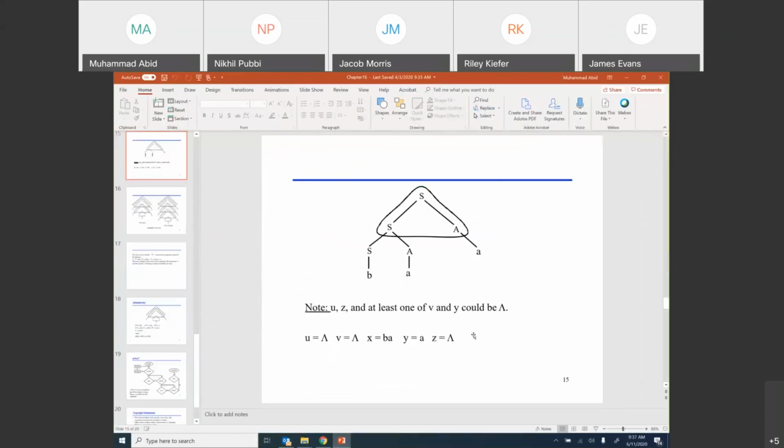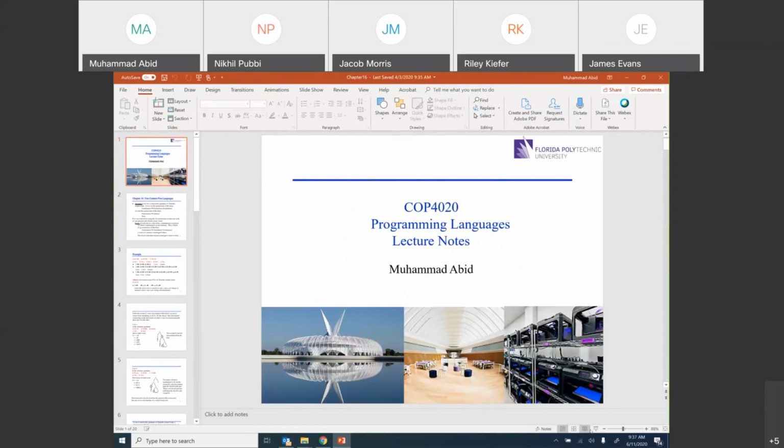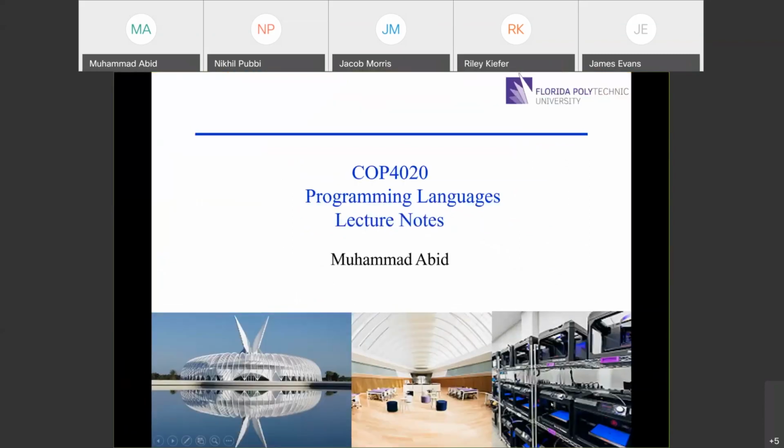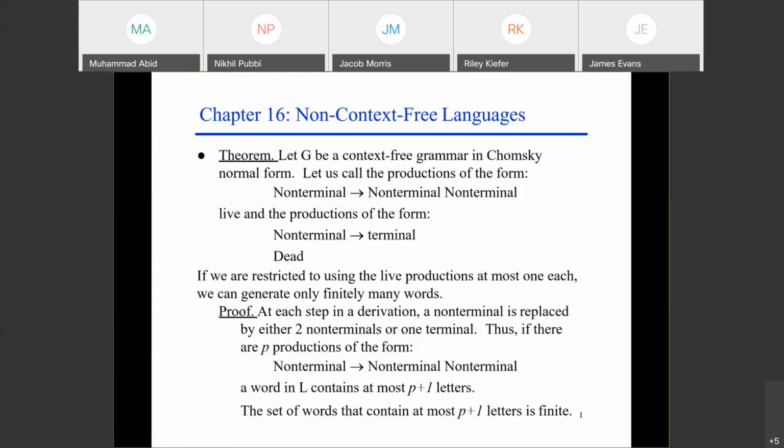I already published this chapter online, so you can see there. This is chapter 16, non-context free languages. Before, you saw context free language, and now you will see non-context free language. You have an idea about what we will do in this chapter, but not with reference to context free languages, but with reference to regular languages. But we will apply that previous concept in this context free, non-context free languages.